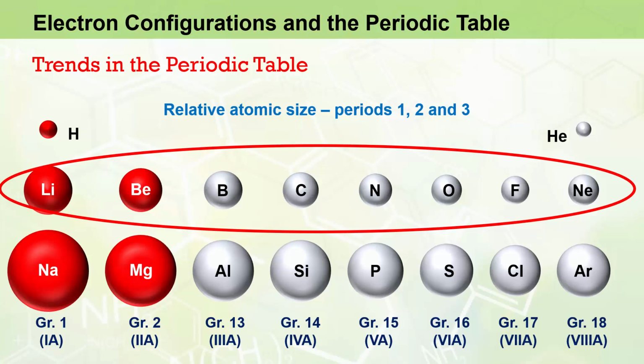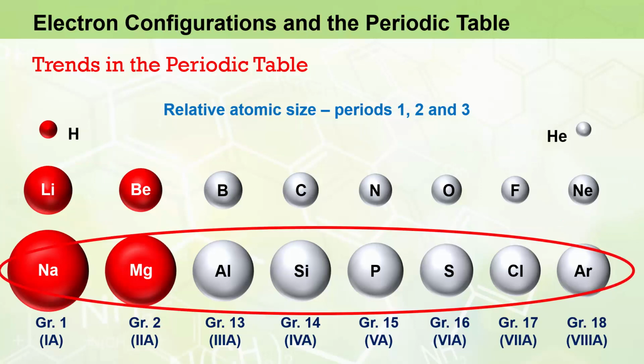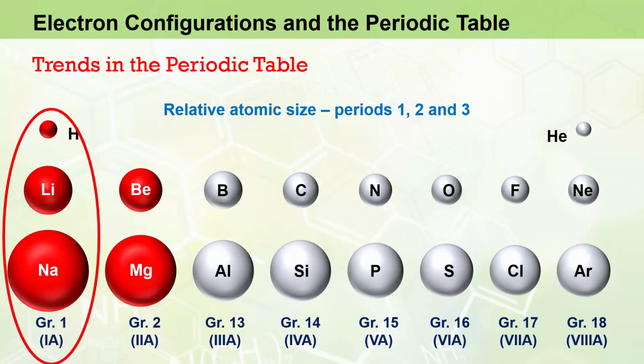By the time we reach neon, its 10 electrons have completely filled the second shell. When we go to the next element in period 3, that is sodium, we note that the 11th electron needs to be placed in the n equals 3 shell, and specifically the 3s subshell, which is higher in energy and larger than any of the n equals 2 subshells. Therefore, as we go down a group in the periodic table, atomic radii tend to increase because electrons are added to shells and subshells with a higher n value and therefore larger sizes.